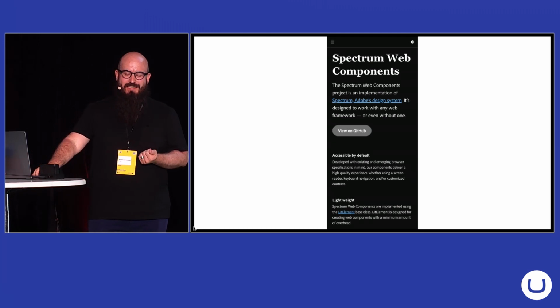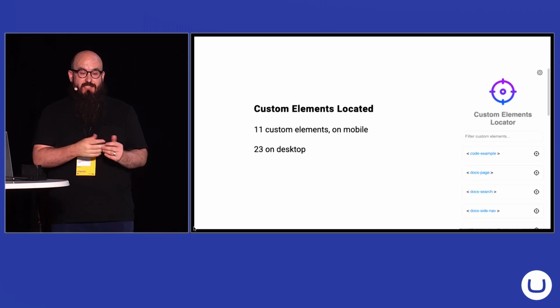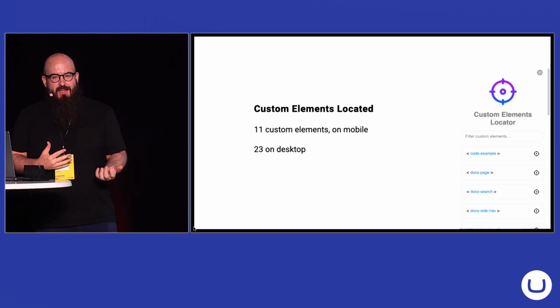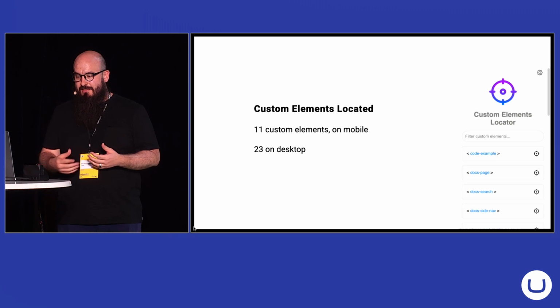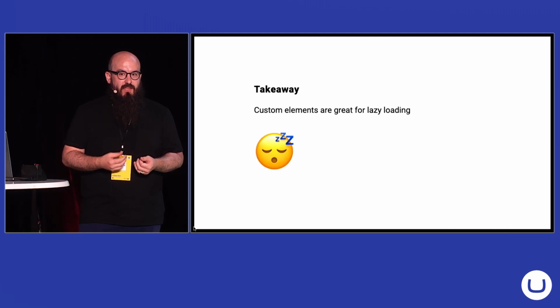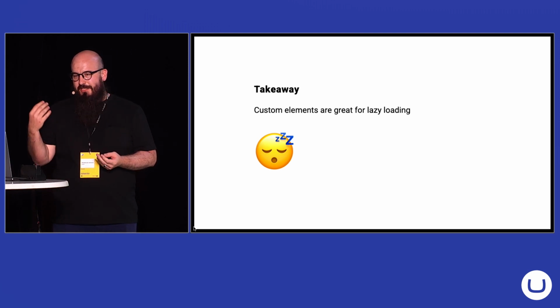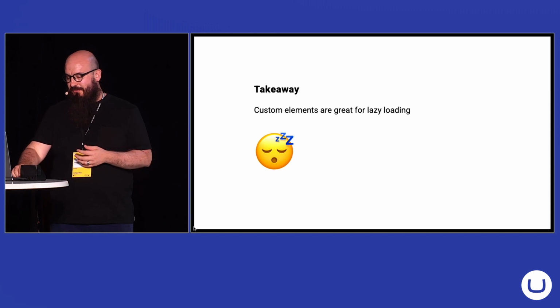And it's here that we're seeing 11 custom elements. When you actually compare this to our desktop, you see 23 custom elements. And so you're able to get an understanding of one of the superpowers that comes along with custom elements, and that is that custom elements are great for lazy loading. Just because you define them doesn't mean you have to send them over the wire, and just because you send them over the wire doesn't mean you have to use them.